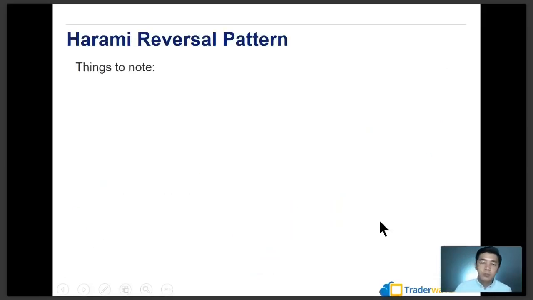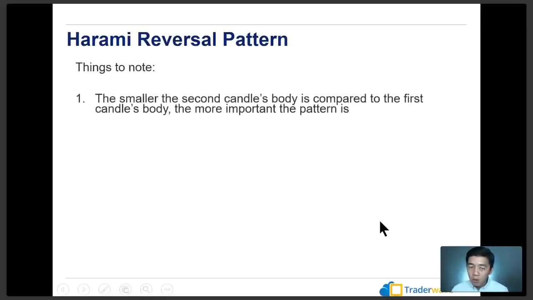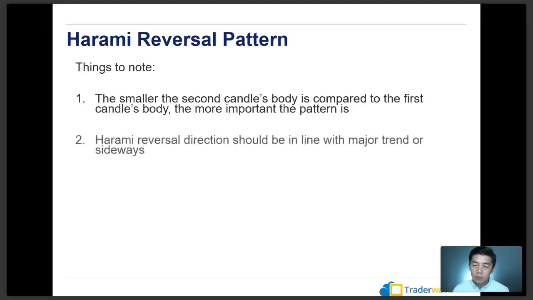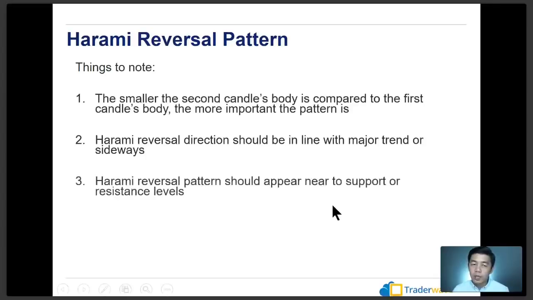All right. So things to note for Harami: the smaller the second candle's body is compared to the first candle's body, in terms of proportion, the more important or more significant the pattern is. And the Harami reversal direction should, again, be in line with the major trend. If you want to trade a Harami bullish reversal candlestick pattern, only go long if the major trend is on its way up as well. The Harami reversal pattern should also appear near a support or resistance level, same thing.